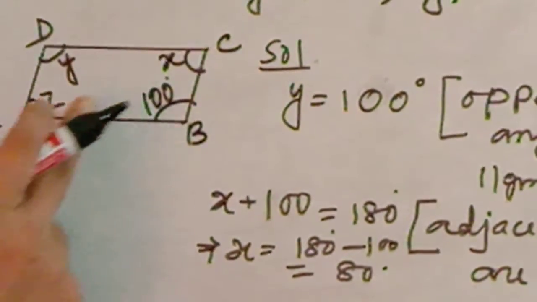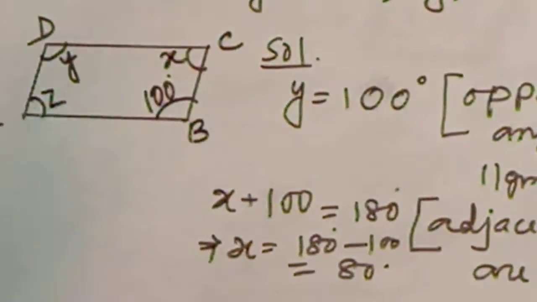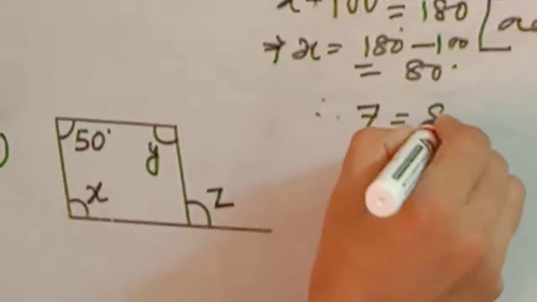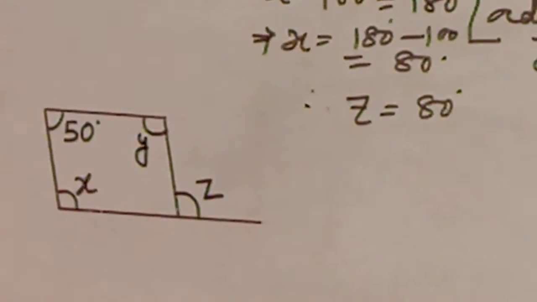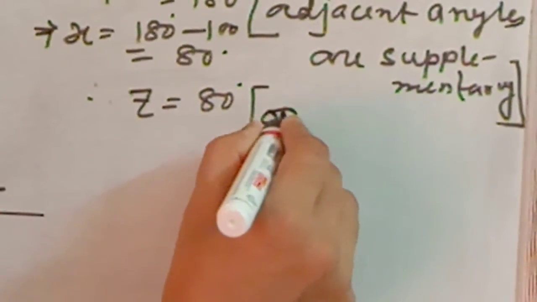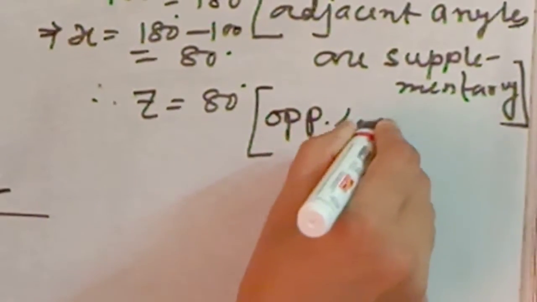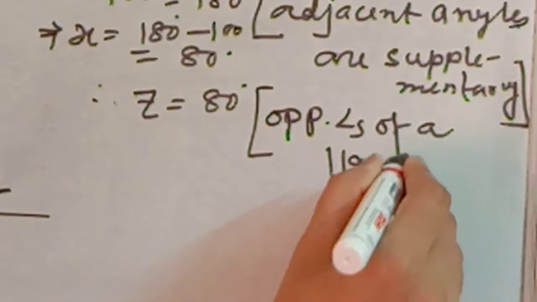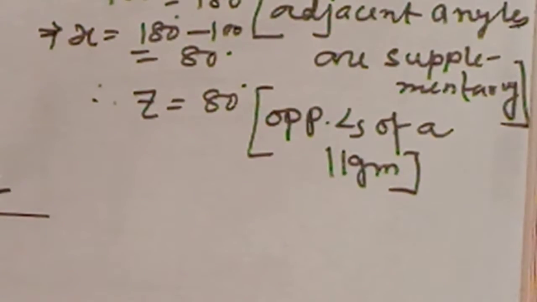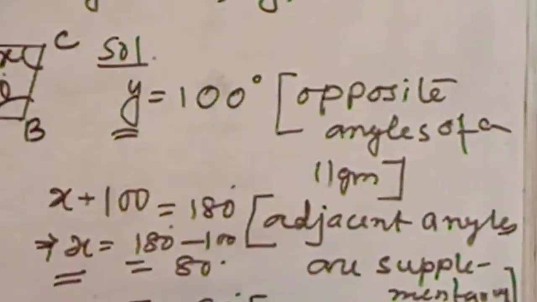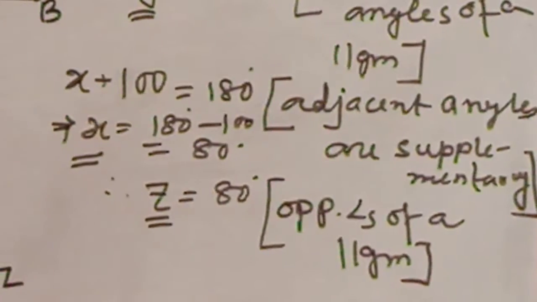As x and z are the opposite angles of the parallelogram, therefore z is equal to 80 degrees. Reason: opposite angles of a parallelogram. So all the angles you have to find out: angle x, angle y and angle z. Understood? Now come to the next sum.